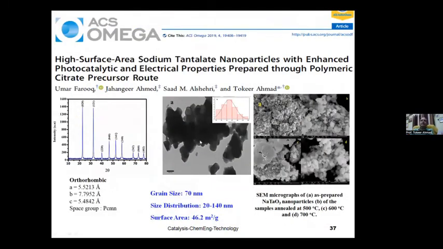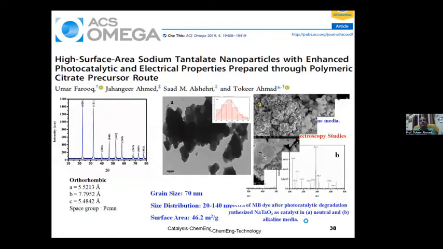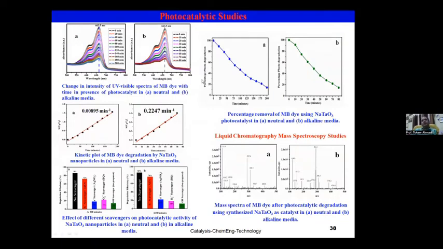And these are sodium tantalate nanoparticles. We have prepared them using the polymeric precursor method. You could see a very beautiful X-ray diffraction pattern which was indexed in the orthorhombic structure, and this is the TEM image which gives the average grain size of 70 nanometer, and this is the size histogram, and these are the detailed SEM micrographs for sodium tantalate nanoparticles at different sintering or annealing temperatures like 500, 600, and 700 degrees centigrade. These are the photocatalytic studies.